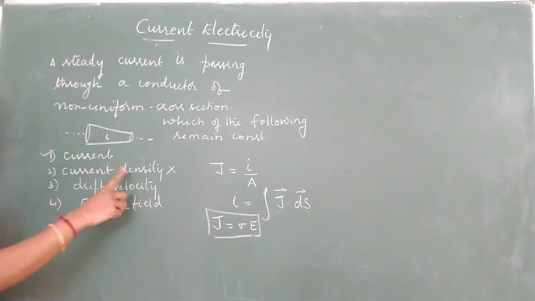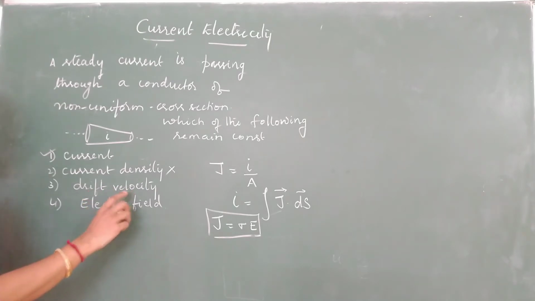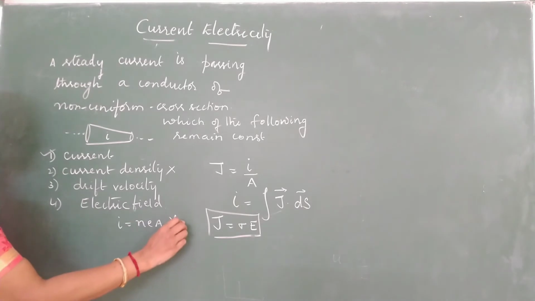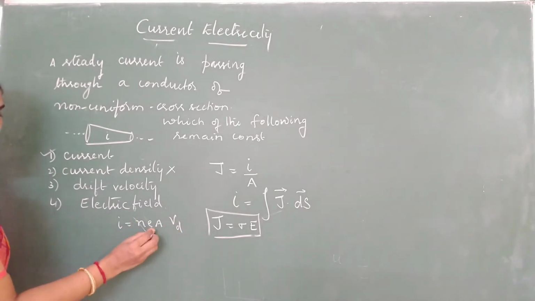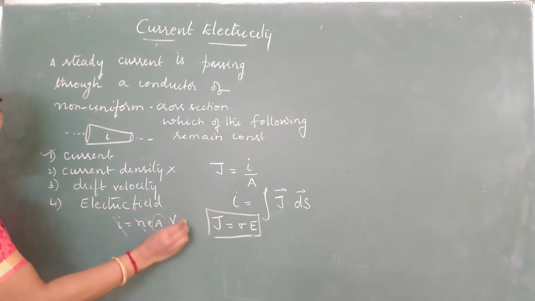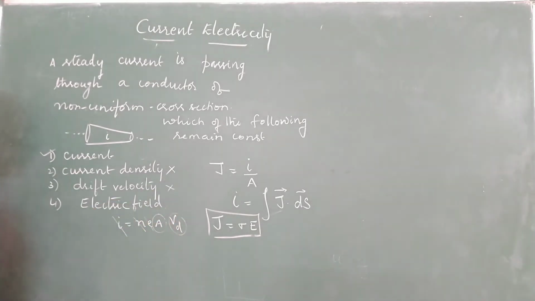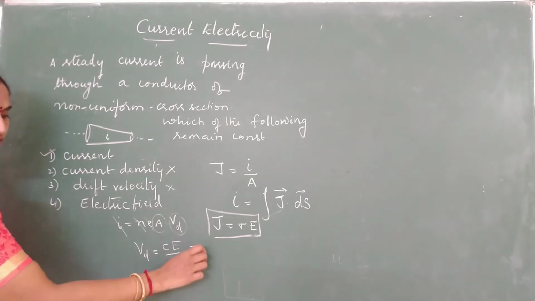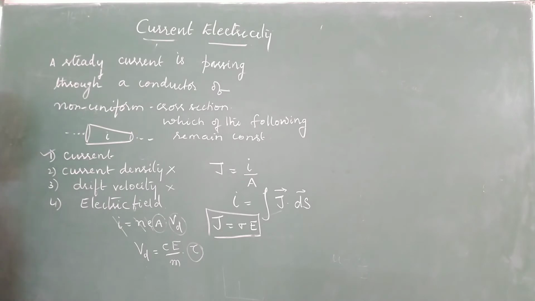Current density is variable. What happens to drift velocity? We know I is equal to neAvd. n is constant, e is constant, I is constant. If A varies, drift velocity also will change. So this is not going to remain constant. What about electric field? We know drift velocity we can write as e E by m into tau. If temperature is constant, tau will remain constant. e and m are anyway constant.